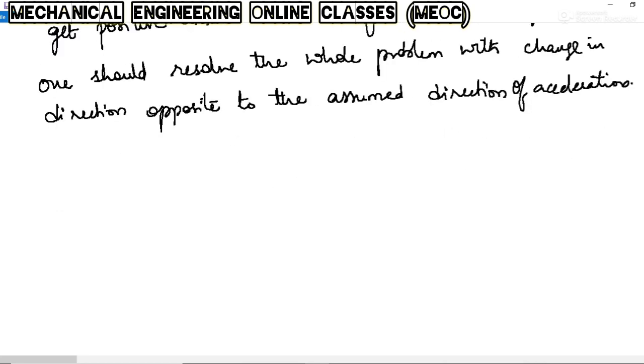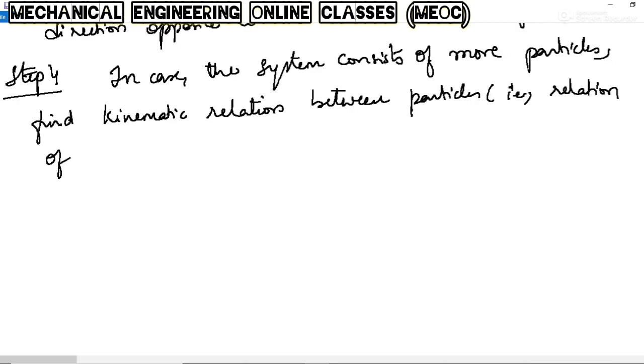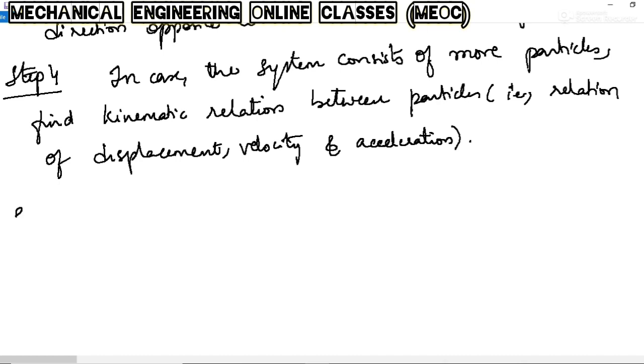Then the fourth step is when there is more than one particle involved in a system. In that case, we have to build a relation between the particles, a relation between displacement, velocity and acceleration between the particles. So this way we can easily solve the problem.